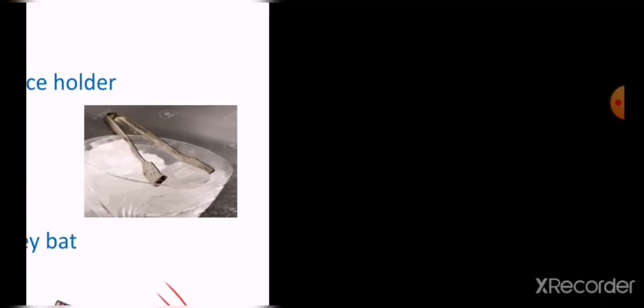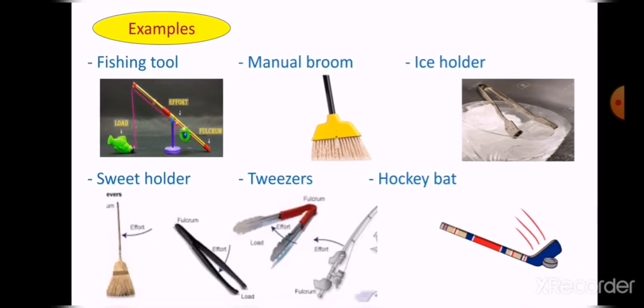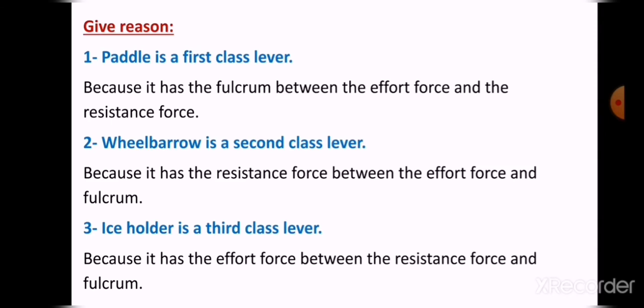So we have some examples of the third class lever, like fishing tool, manual broom, ice holder or coal holder or sweet holder, tweezers and hockey pad. All of these are third class levers because the effort force is between the fulcrum and the resistance force. You have to know that each of tweezers, ice holder and sweet holder is composed of 2 third class levers.